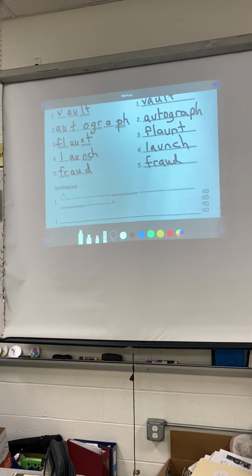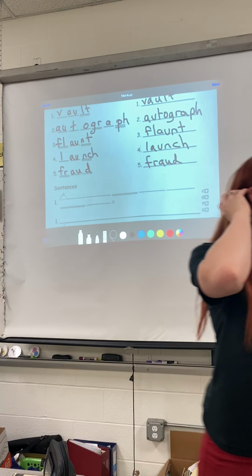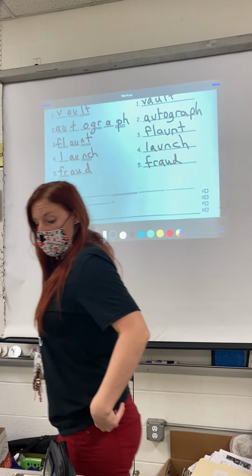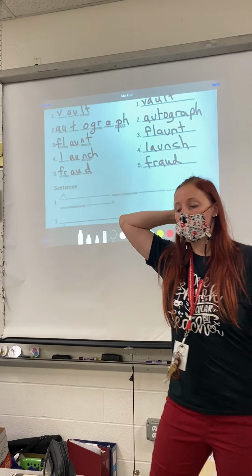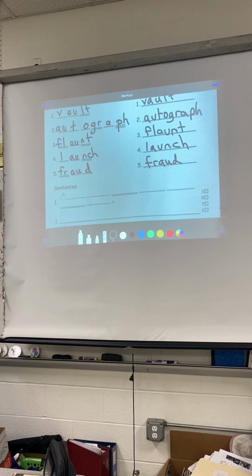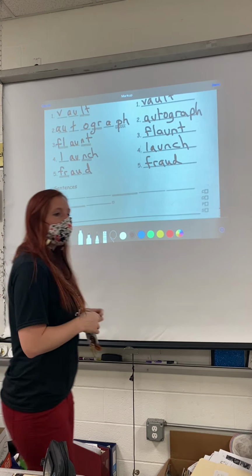Paul left the cash in the vault. I'm going to spell Paul. Paul. Zoe, put that away, please. Paul left the cash in the vault. Paul, like Peter and Paul. Peter Parker. Peter Pan. Paul left the cash in the vault.